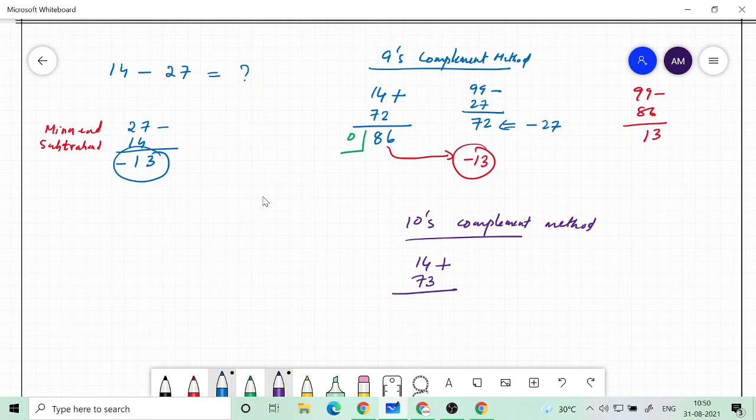And then what is the result that we get? 4 plus 3, so that will be 7. And then 7 plus 1, that is 8. So we get 87. And again we did not get any carry, so carry is again 0, and in such cases we say that this itself is the answer, but the answer is in 10's complement form. Since we are using the 10's complement method, the answer has come in 10's complement form.